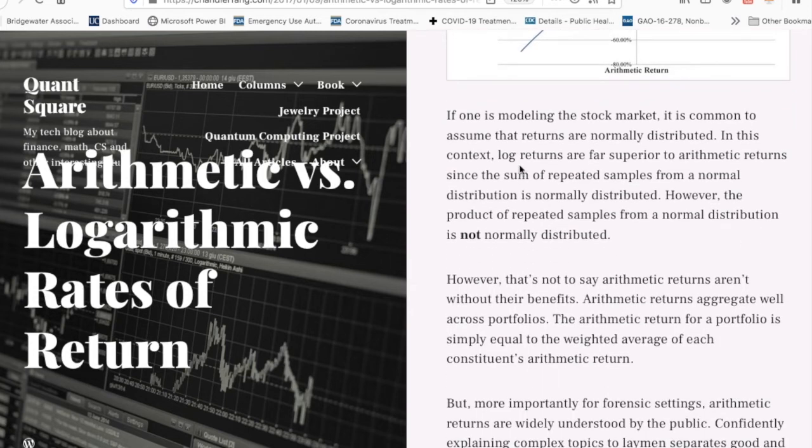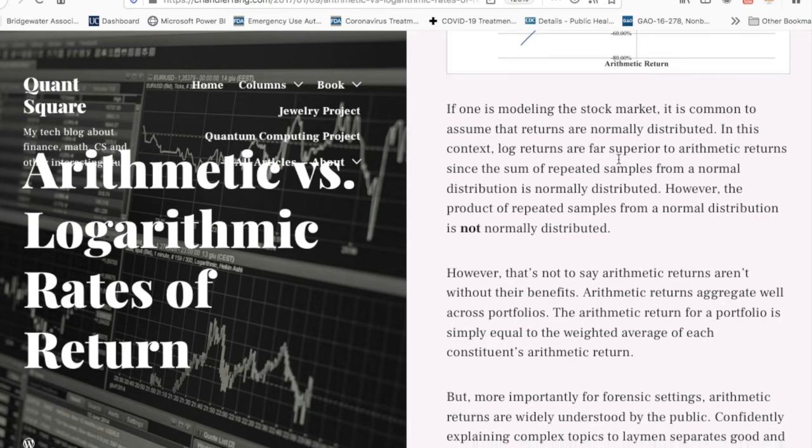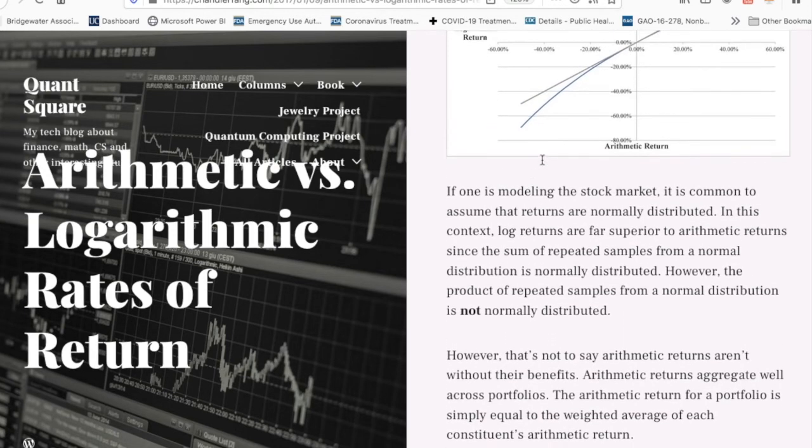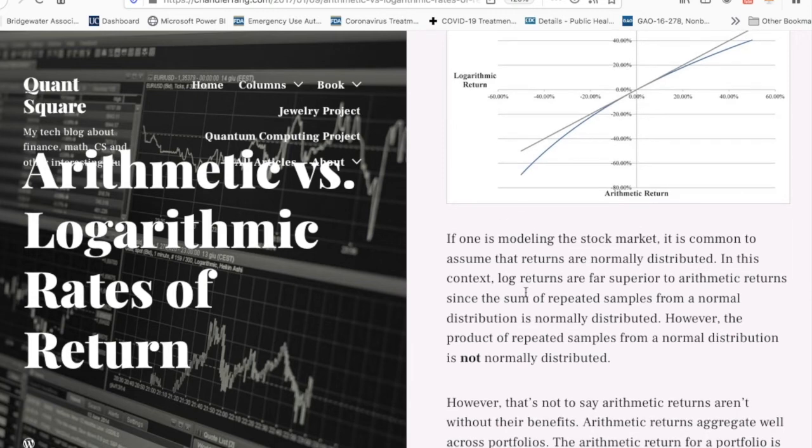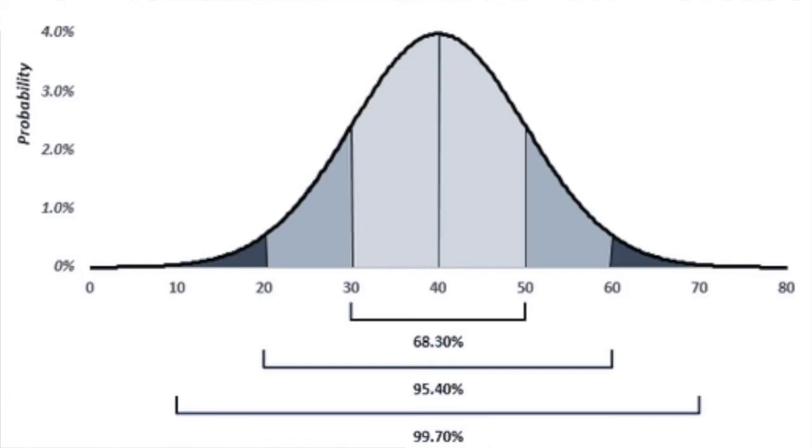This is what I was referring to. If one is modeling the stock market, it's common to assume that returns are normally distributed. Now, I don't completely know why they're making this assumption. I understand that it's a lot easier if you want to do what we did in that video for expected losses or value at risk. It's much easier if you can just assume that everything is normally distributed.